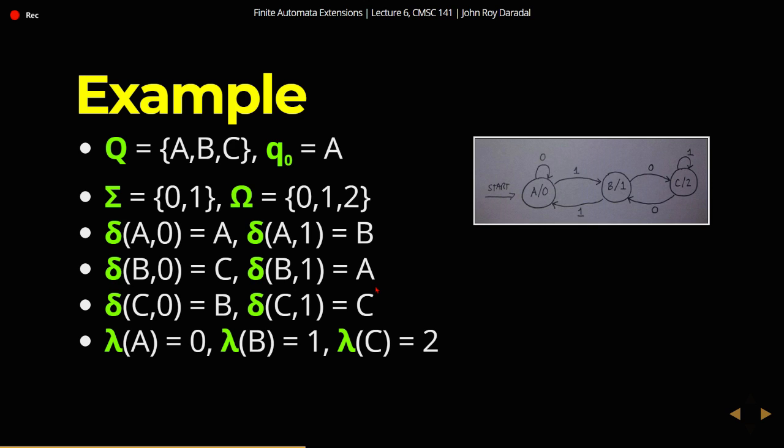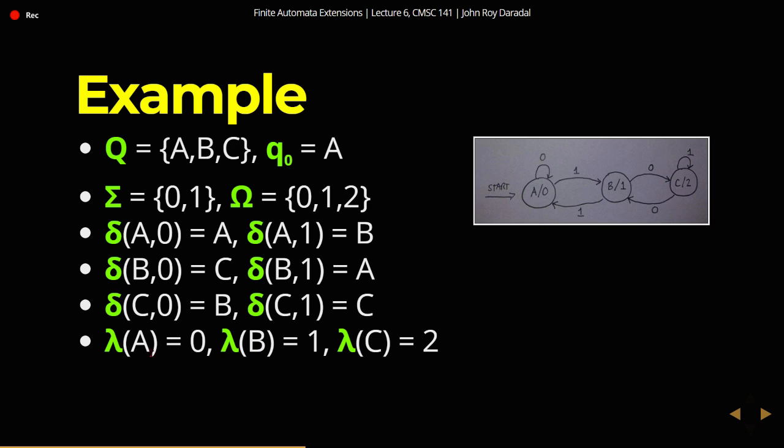So let's see an example Moore machine. For the set of states, we have three states, A, B, and C. For the start state, we have A here. For the input symbols, the transitions still happen on input symbols, so you have 0 and 1. But the outputs, which are on the states, are the symbols 0, 1, and 2. So you'll notice we have 0, 1, and 2 on the states here. And then for the transition, it's the normal transition function delta.